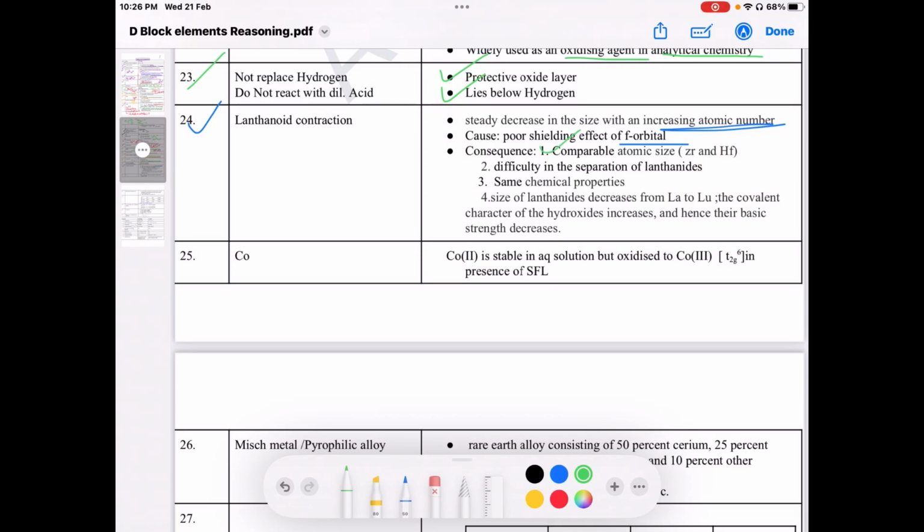comparable atomic size. Sometimes they ask, why do zirconium and hafnium have a comparable atomic size? Then you simply write because of lanthanide contraction. Difficulty in separation of them.